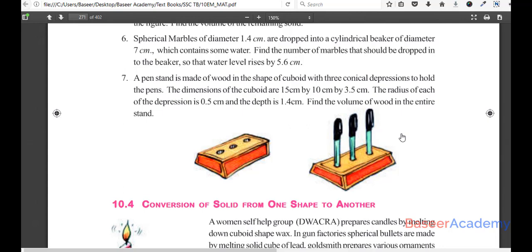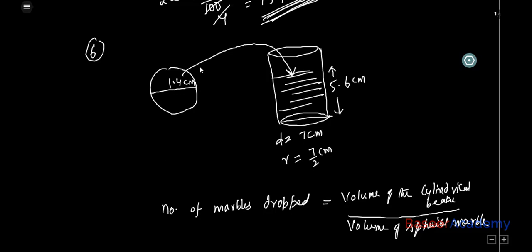Spherical marbles of diameter 1.4 centimeter are dropped into a cylindrical beaker of diameter 7 centimeter, which contains some water. Find the number of marbles that should be dropped in the beaker so that the water level rises by 5.6 centimeter. I've already drawn the figures here. This is a spherical marble which has a diameter of 1.4 centimeter, which means the radius would be half of it, which is 0.7 centimeter.